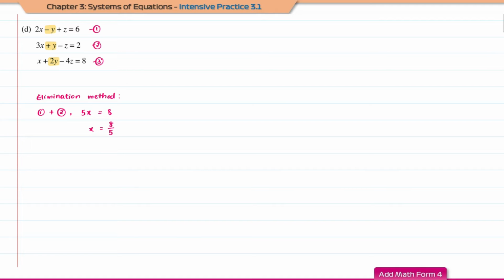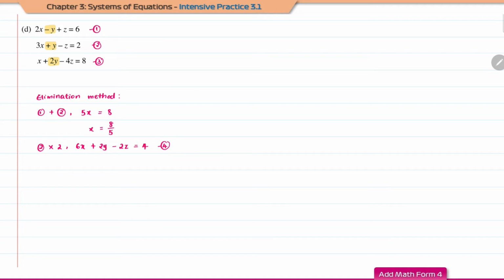So next, we're going to continue to eliminate the y by using equations 2 and 3 in this case. By doing so, I need to multiply equation 2 by 2 to equalize the value of y. So I'm going to have 6x plus 2y minus 2z equal to 4. This will be my equation number 4.